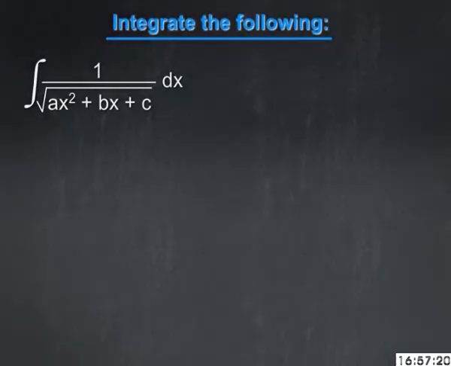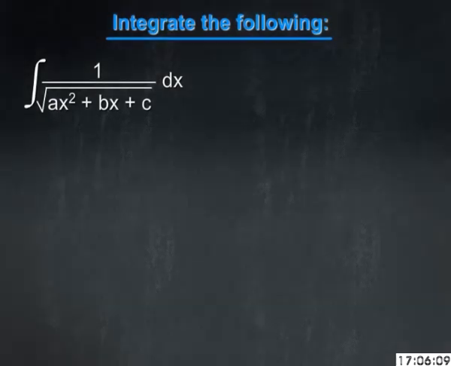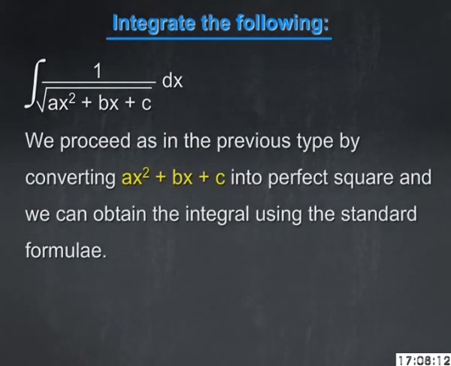To find the integral of the type integral of 1 upon square root of a x square plus bx plus c with respect to x, we proceed by converting ax square plus bx plus c into perfect square, and further we can obtain the integral using standard formulae.